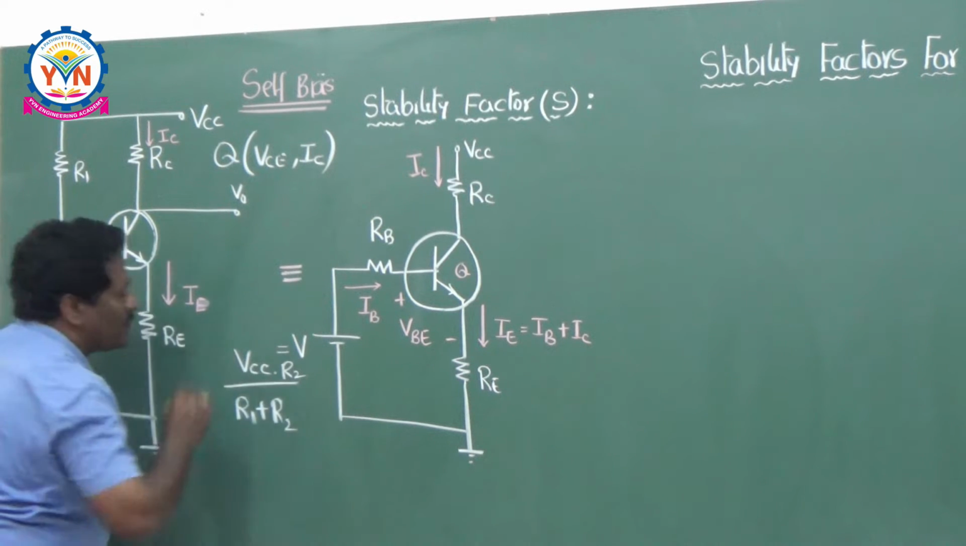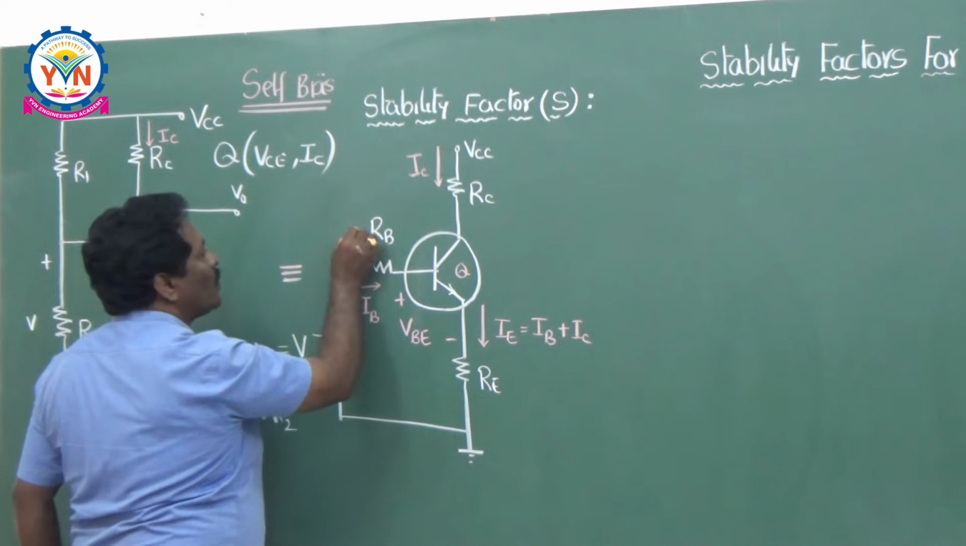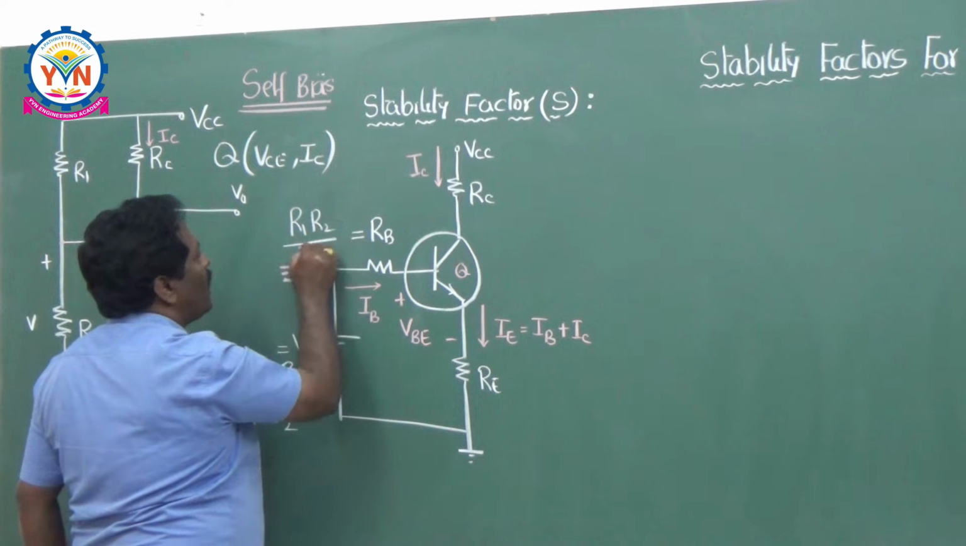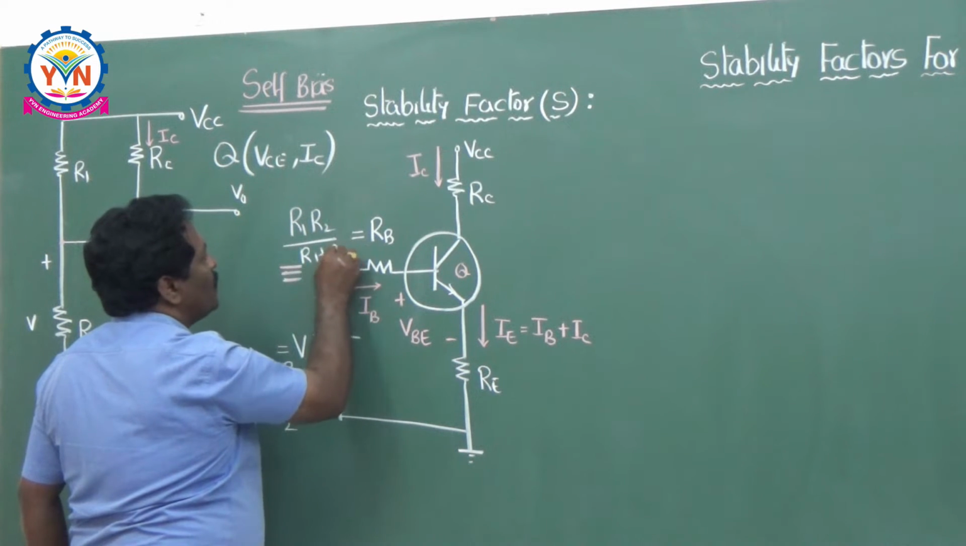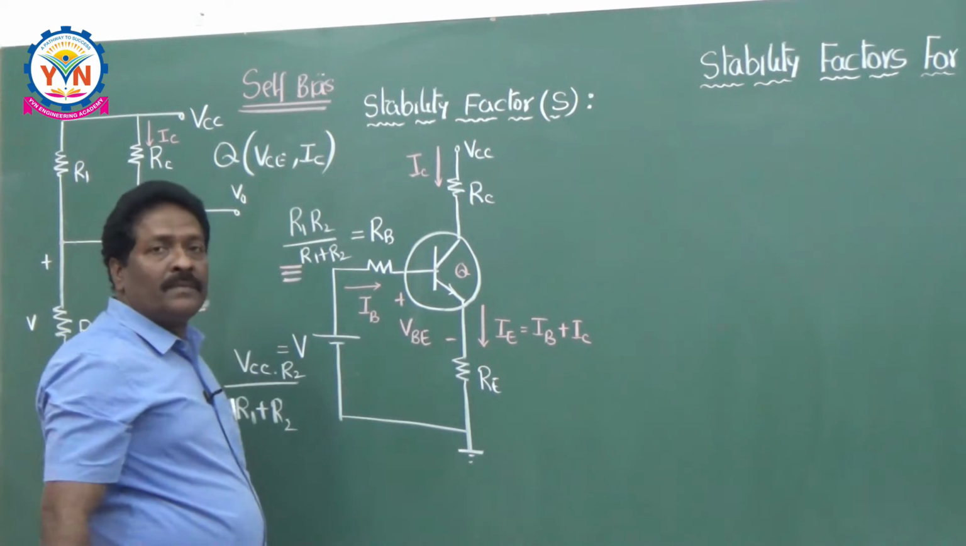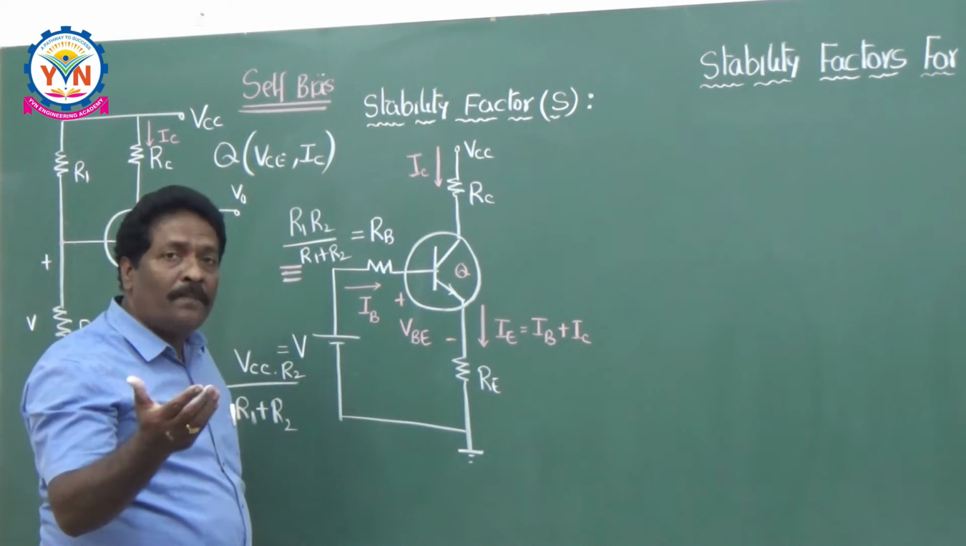This is the voltage. And R1 and R2 are the parallel resistances. So, if you take the equivalent resistance of R1 and R2, it becomes RB. So, RB is equal to R1 R2 divided by R1 plus R2. Now it is very easy to apply the KVL for this loop, because if you want to calculate the input current here, you have to apply KVL.